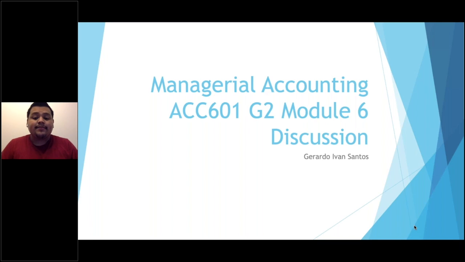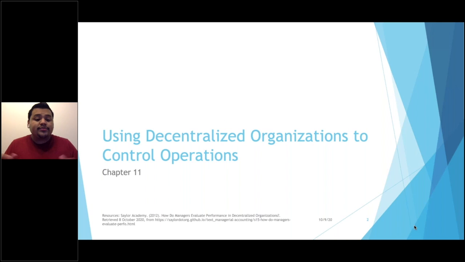Today we will be discussing managerial accounting. We will be discussing chapters 11 and chapter 12 for the module 6 discussion. Let's get started. Today we're going to be talking about using decentralized organizations to control operations, what that looks like, and why an organization would use this type of organizational structure.